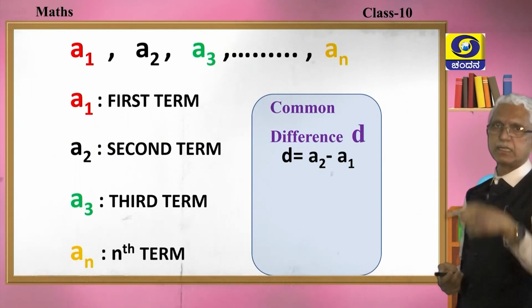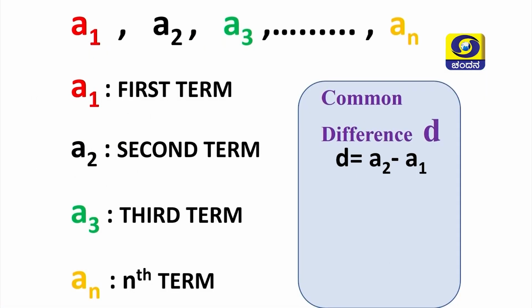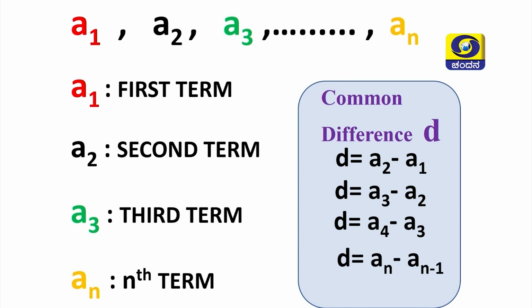Now observe, my dear children, here A2 minus A1. What is happening here? It is the second term minus the first term. That is the common difference. Similarly, observe the third term minus the second term. It is the common difference.